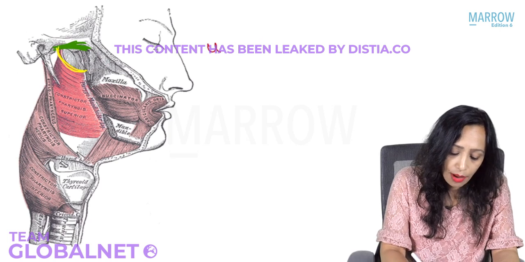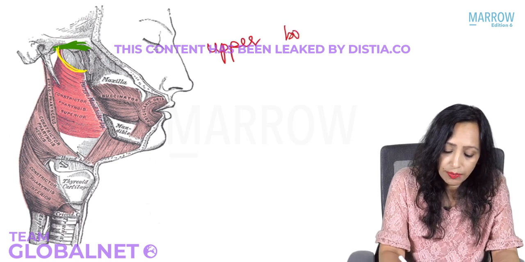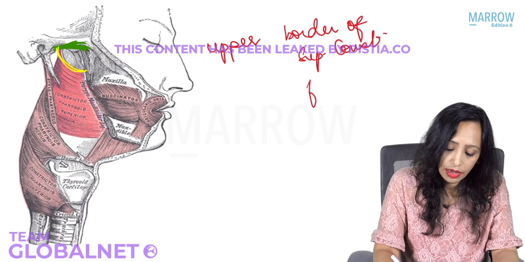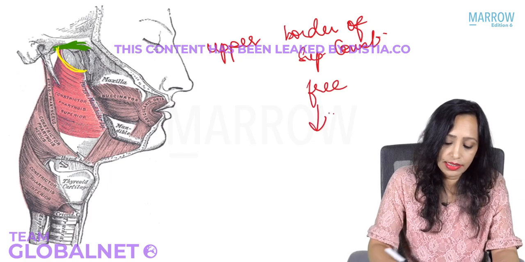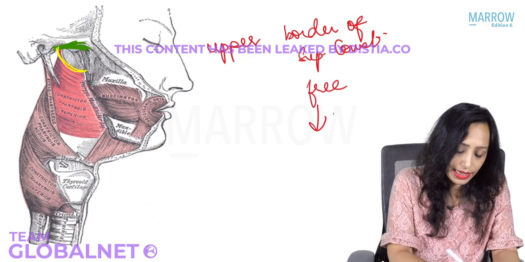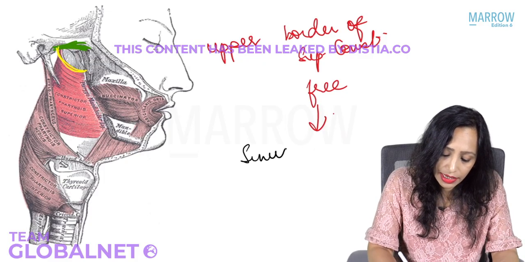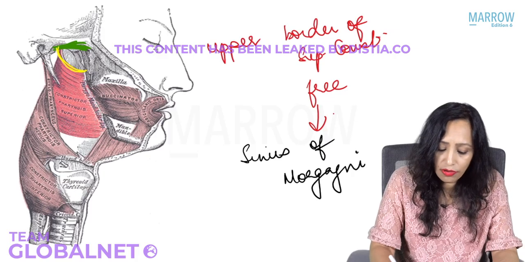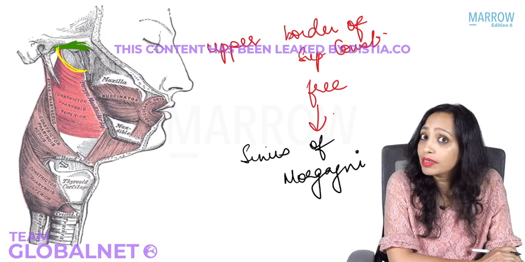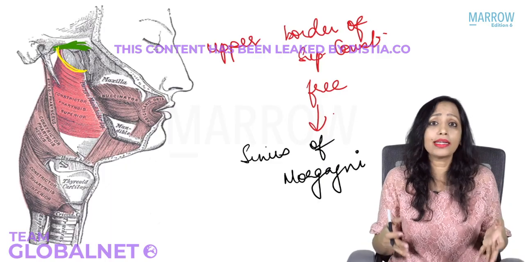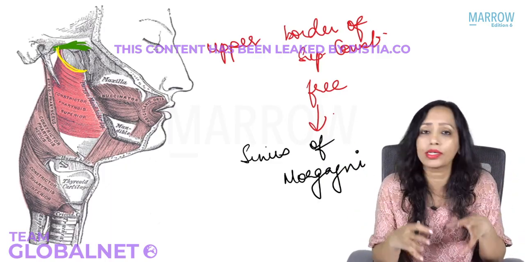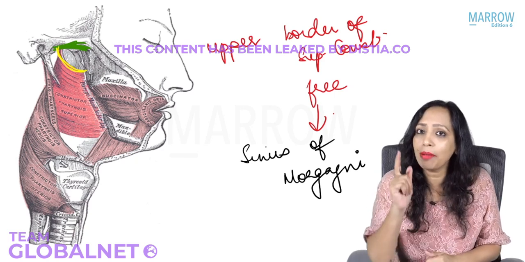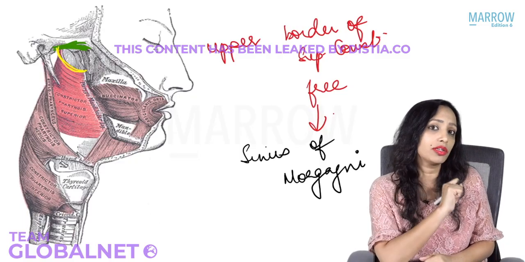So yes, the upper border of superior constrictor is free, and this gap is what is known as the sinus of Morgagni. And what is the significance of the sinus of Morgagni? Yes, it is the entry site of certain structures. And what are these structures that we need to know? That is the normal function, but there can be some abnormality, the clinical significance of the sinus of Morgagni.